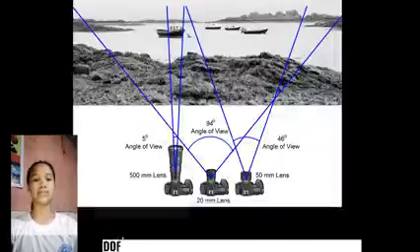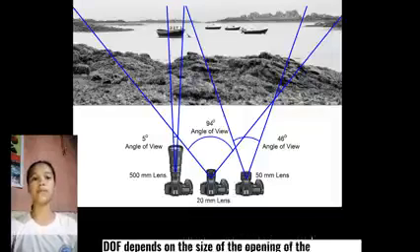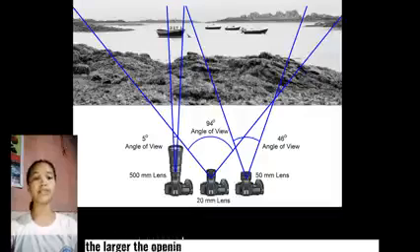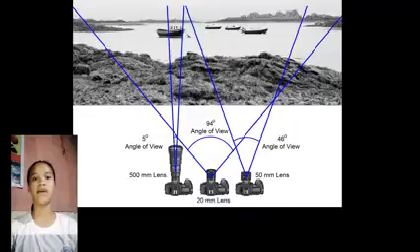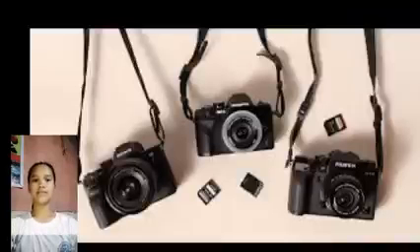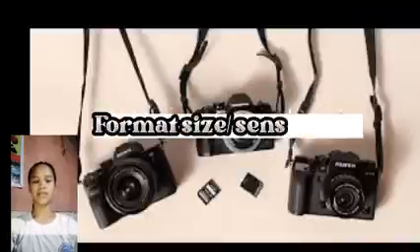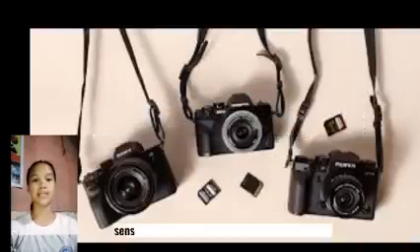So depth of field depends on the size of the opening of the aperture. The larger the opening of the aperture is, the more shallow the depth of field will be, and vice versa. Next is the format size or sensor size. Sensor size allows you to achieve a shallow depth of field.